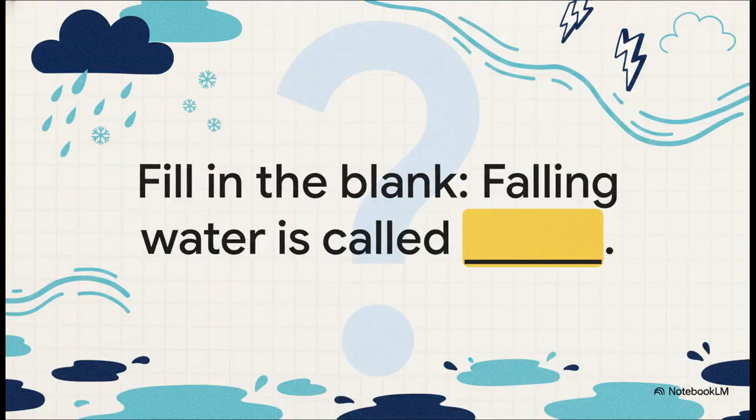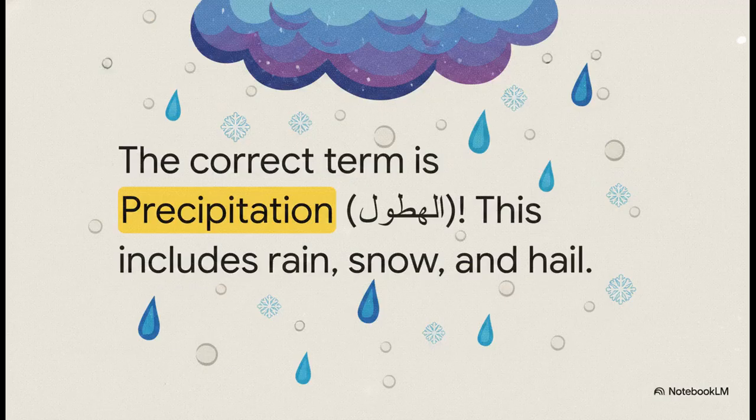Okay, let's keep it rolling. Next up, a fill in the blank. What's that one scientific word we use for all the water falling from clouds? You know, like rain, snow, hail, all of it? And the word you're looking for is precipitation. Yeah, that's the one word that covers everything. It's such a critical part of the water cycle.